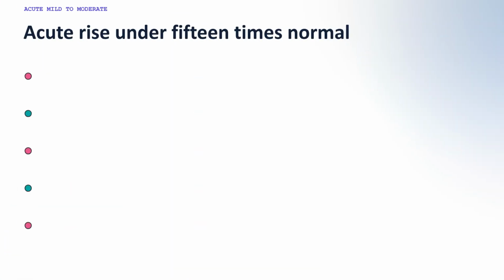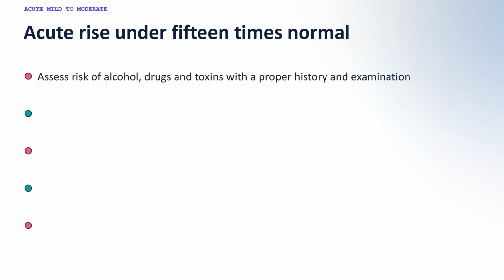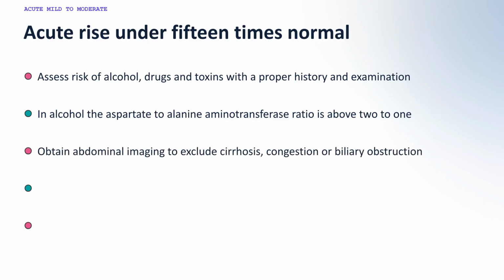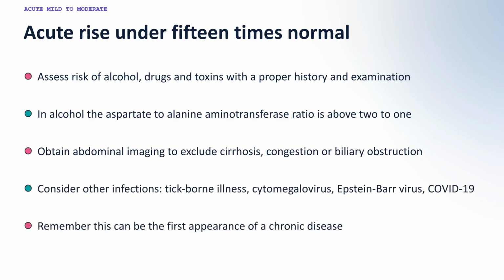For an acute rise under 15 times the upper limit of normal, start with the history and examination, and assess the risk from alcohol, drugs, and toxins. In alcohol, the aspartate to alanine aminotransferase ratio runs above 2:1. Get abdominal imaging to exclude cirrhosis, hepatic congestion, or biliary obstruction, especially if the picture is mixed. Think about other infections: tick-borne illnesses, cytomegalovirus, Epstein-Barr virus, and COVID-19. And remember that an acute presentation can simply be the first time a chronic disease has been noticed.